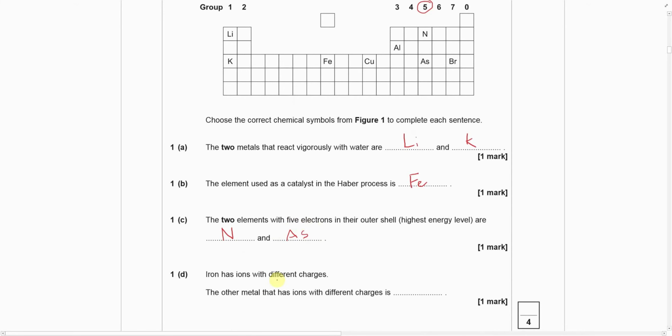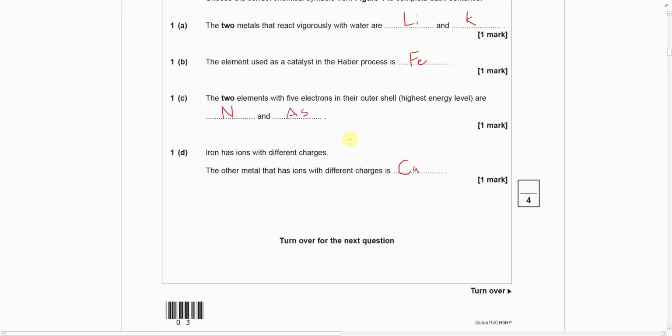And finally, iron has ions with different charges. The other metal that has ions with different charges is this one here. It's copper. One of the transition metals. They're all known for having different oxidation states or different charges. Easy 4 marks there.